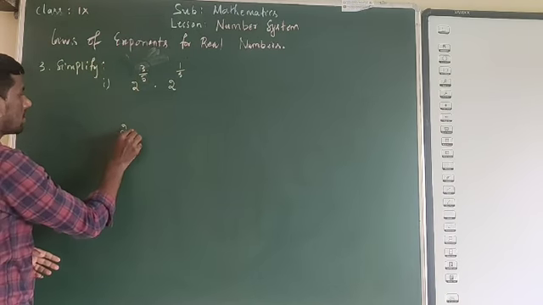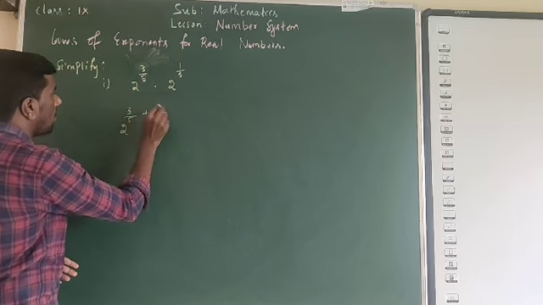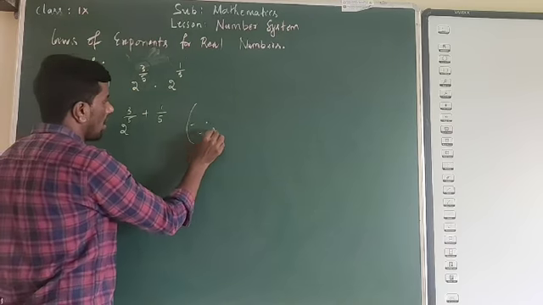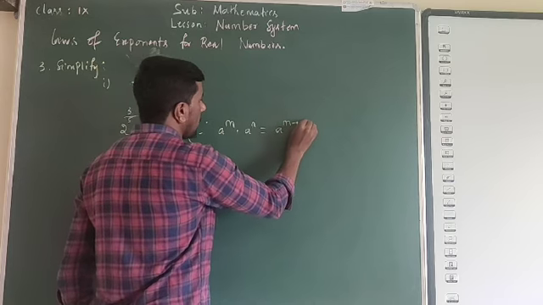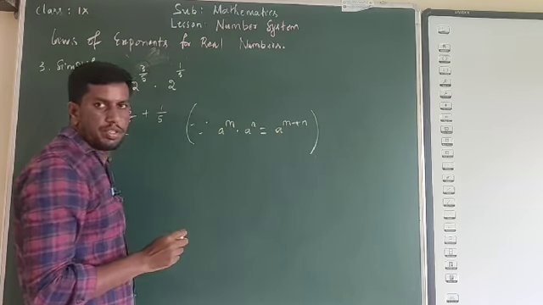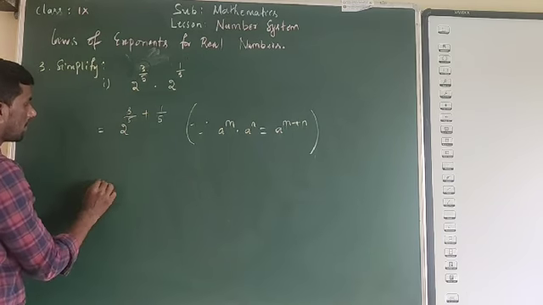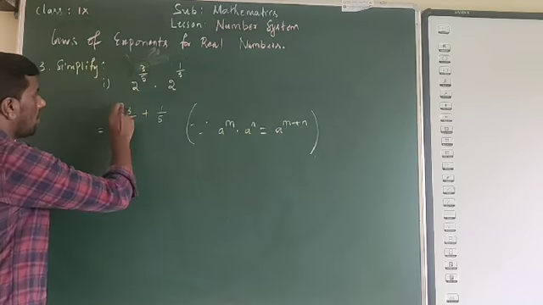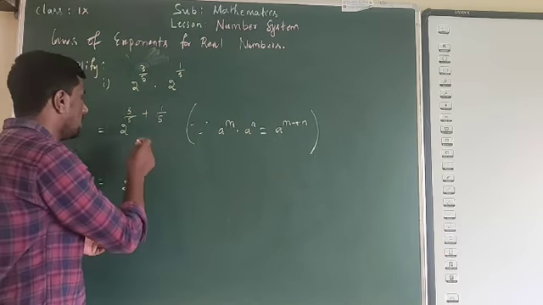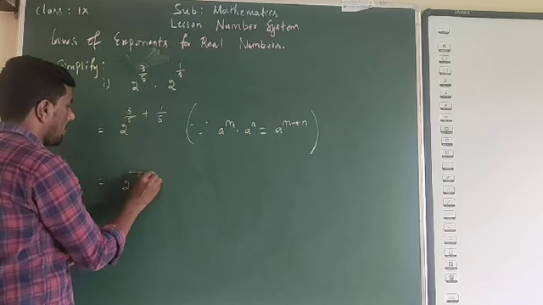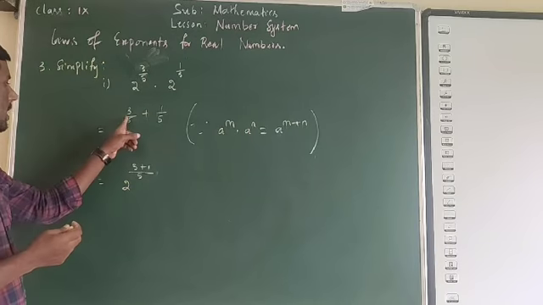Write the base. 2 to the power of 3 by 5 plus 1 by 5. Because a to the power of m into a to the power of n can be written as a to the power of m plus n. First law of exponent. So write the base. In the power, you can observe that the denominator is the same, a common denominator. So how to simplify that? If it is a common denominator, write the common denominator, add the numerators, 3 plus 1. Correct?